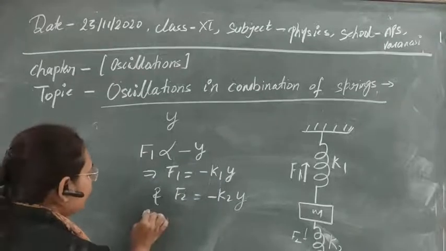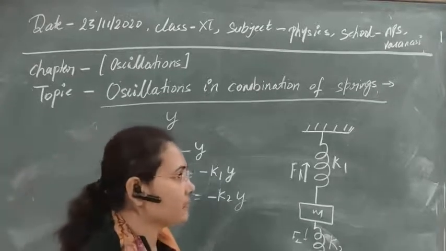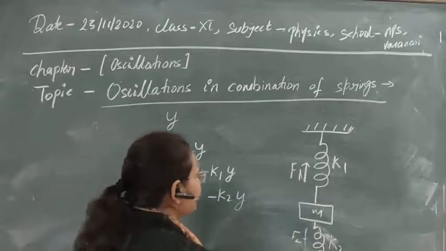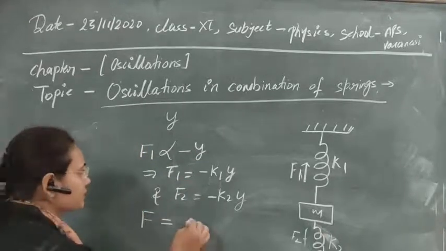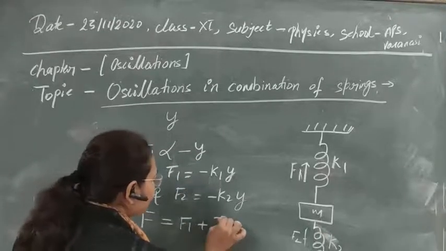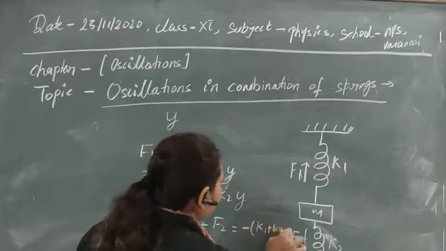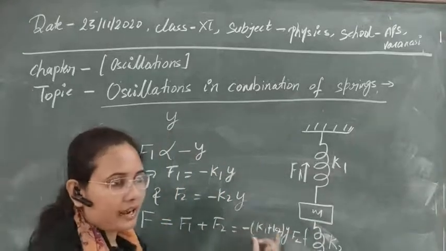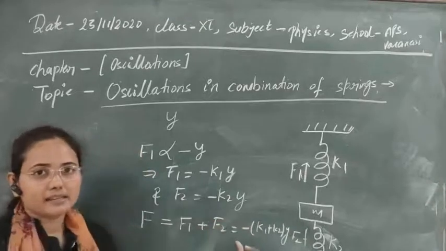If we calculate the total restoring force developed in this system, it is equal to the sum of these two forces. So it is equal to F1 plus F2, which we can solve to get k1 plus k2 into y. As I told you, this acts in the parallel way, so I think there is no need to discuss it again.